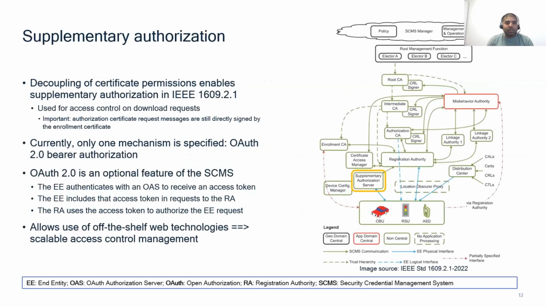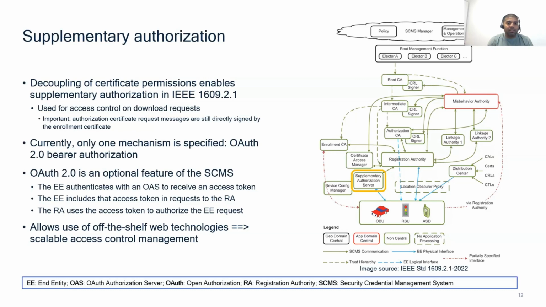So the next topic is the supplementary authorization. In 1609.2.1, we have decoupled the certificate permissions that enable supplementary authorization. This can be used for access control on download requests. For example, authorization certificate request messages that are directly signed by the enrollment certificate can use this supplementary authorization service. In the current specification, we only specify one mechanism, but as I said earlier, this can be extended to enable other mechanisms if needed in future.